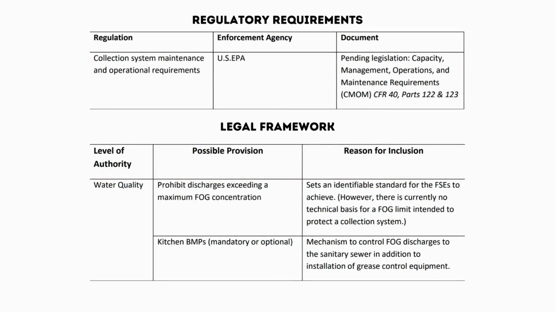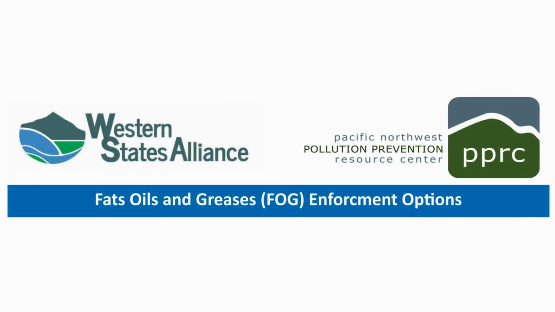Step 2. Understanding regulatory requirements. This document will help with researching and understanding regulatory requirements and legal framework, which are necessary for a successful and enforceable FOG abatement program. The fact sheet, FOG Program Enforcement Options, also available in Spanish, provides examples of enforcement that can be accomplished with an existing municipal code or as part of a newly created FOG abatement program.